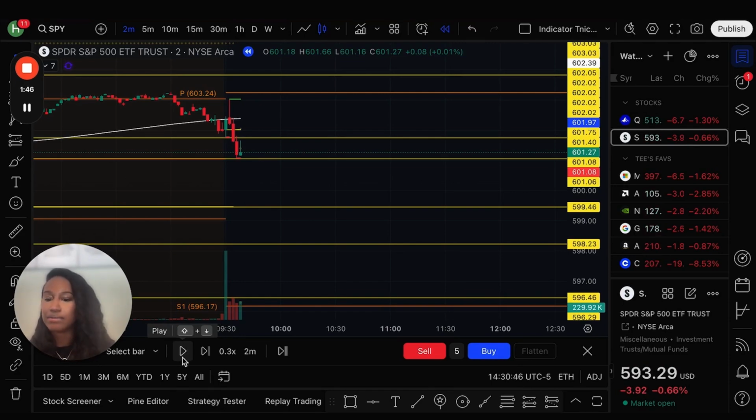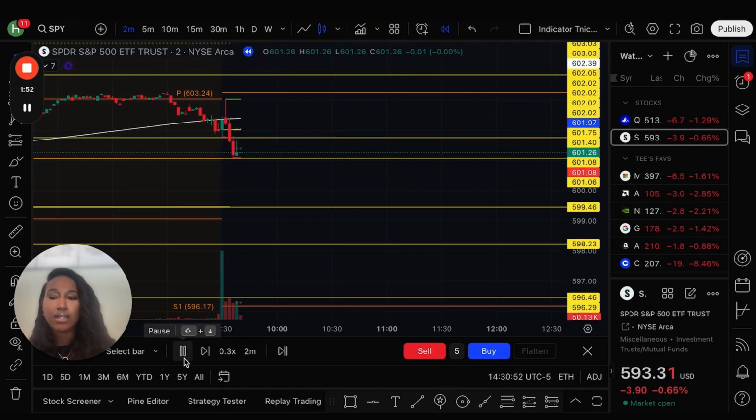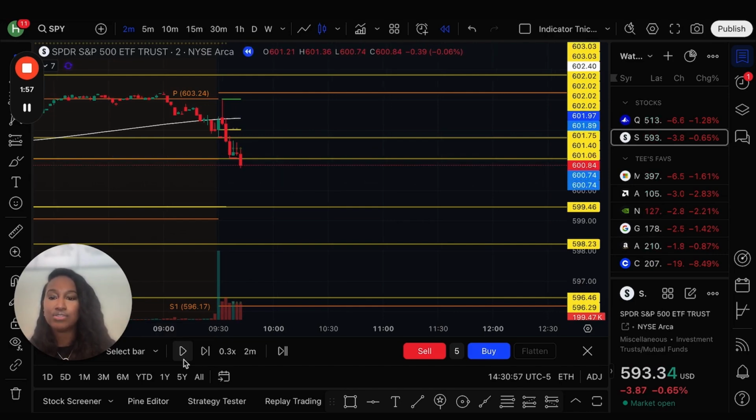But am I in the trade yet? Absolutely not. So I'm looking for my entry candle. Okay. So the next candle is forming, no entry there. And then I get my entry candle here.